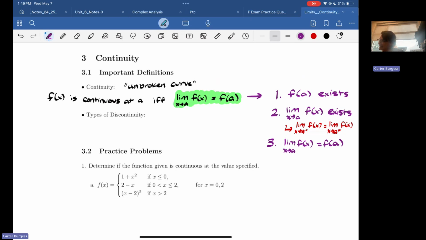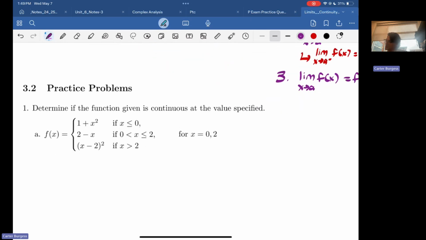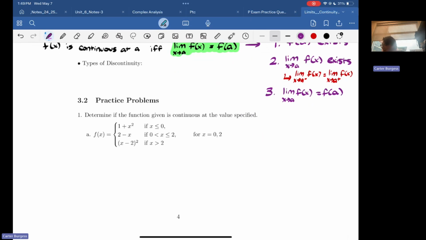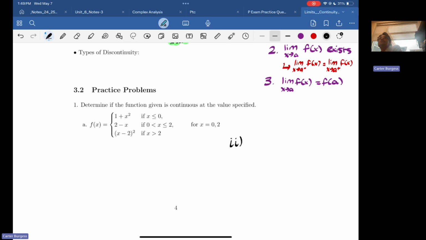Let's try this. Let's see what we've got going on here. So first and foremost, looking at example 1, we are trying to verify if the function is continuous at the value that we have specified. We're going to look at 0, we're going to look at 2. Together, we're going to look at 2, and then I'm going to give you guys a chance to try with 0 to see if 0 is continuous. Okay, so we're going to do 2 together, and then I'll give you guys the chance to try at 0 yourself.